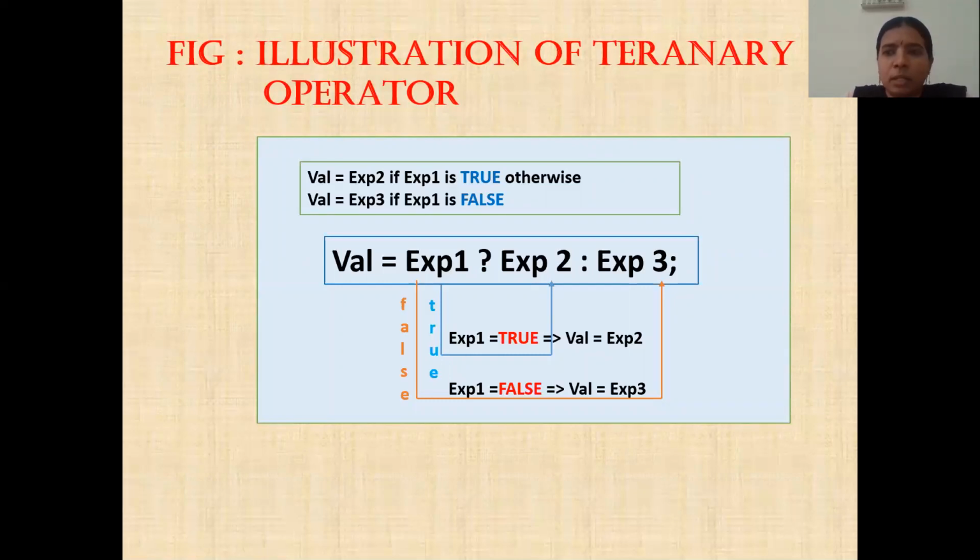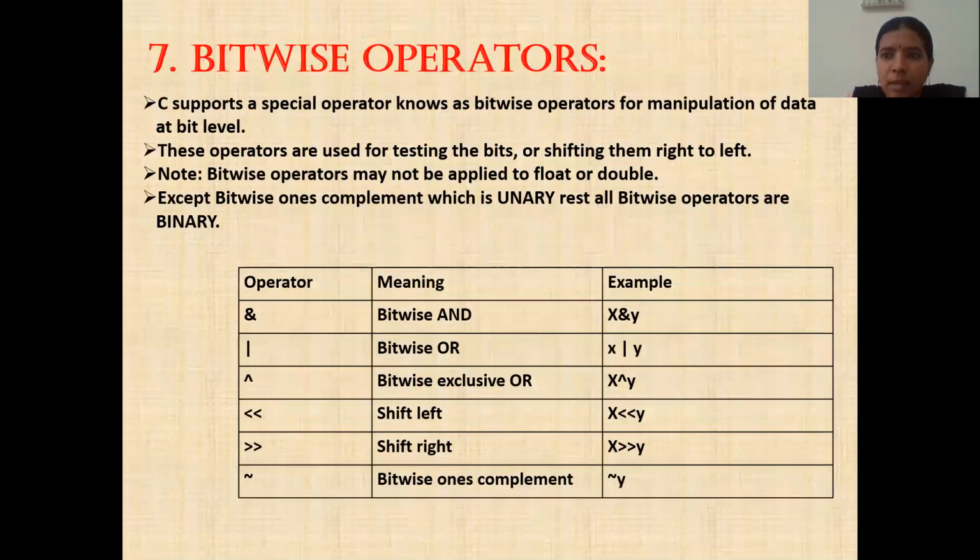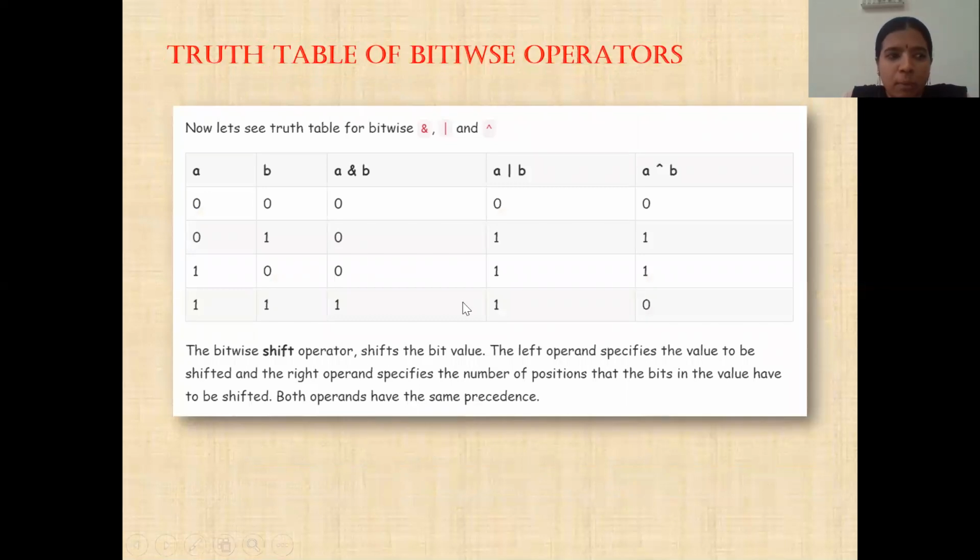Dear students, the ternary operator can also be nested. We will now move to the seventh operator, that is the bitwise operator. C is a language that supports a large number of operations on bitwise data or bits. So bit manipulation becomes an important part of C language, which is very easy to do using the bitwise operators supported by C. The bitwise operators are used to test the bits, shift the bits from right to left, etc. Bitwise operators cannot be applied on float and double variables. Except bitwise one's complement, all the other operators are binary operators, and only bitwise one's complement is a unary operator in bitwise operators.